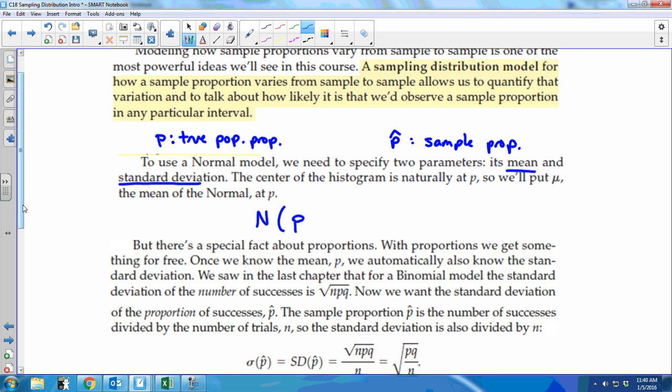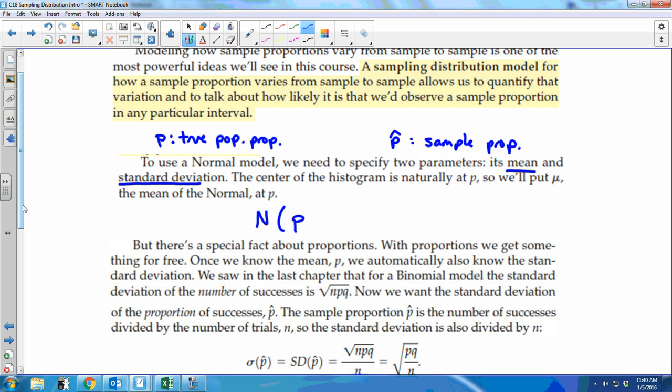So yesterday in your activity, your 20% was what they told you from the Mars company. That's P. They told you that for all their M&Ms, 20% are orange. So that's the true population proportion. In all of your individual samples, though, you didn't get 0.2. So P hat would have been any one of your given samples. So if you're doing a sample size 50 and you got whatever percentage, that would have been P hat.